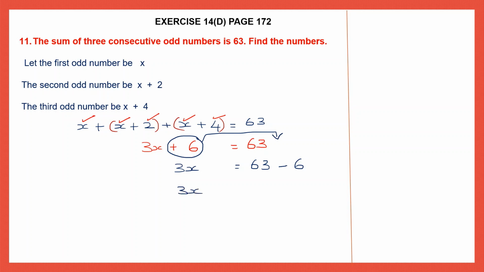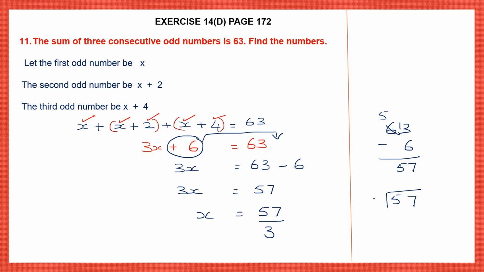So 3x is equal to, now 63 minus 6, let's do that subtraction. 13 minus 6 is 7, and then we have 5. So 3x is equal to 57. The value of x will be 57 divided by 3. So let's do that division. 57 divided by 3. 3 ones are 3, minus, 27. 3 nines are 27. So what have we got here? We've got 19. So x is equal to 19.